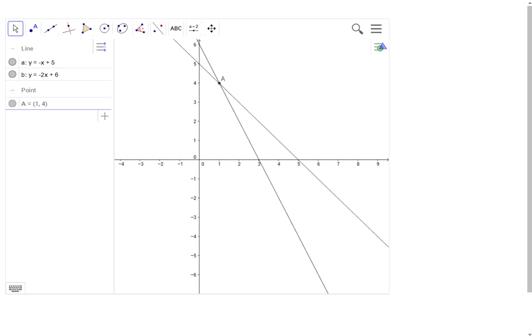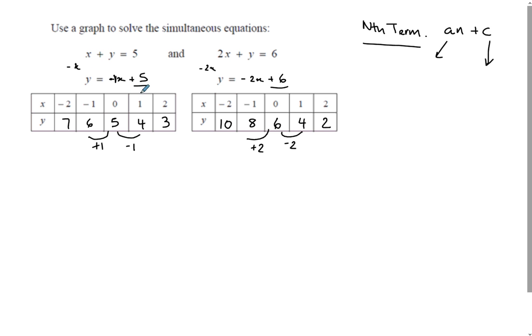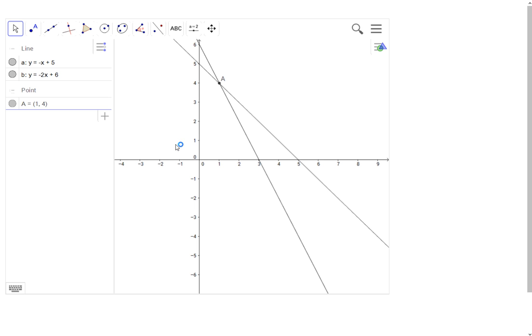Solving simultaneous equations either algebraically or graphically, all you're trying to find is the point of intersection. Sorry, I forgot to show you something on the other slide. When we plotted the graphs, can you see we had 1, 4 there, and we also had 1, 4 there. So that is the point of intersection between the two lines. That coordinate there is 1, 4. Easy, wasn't it?